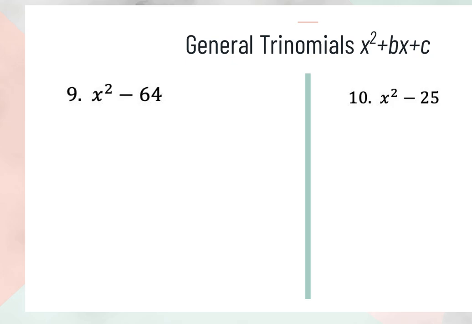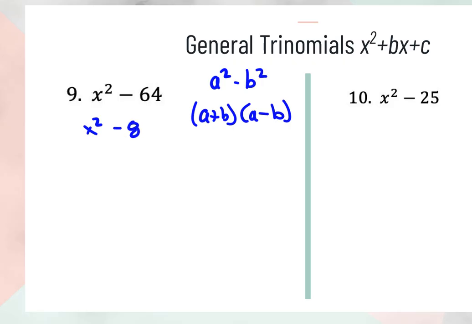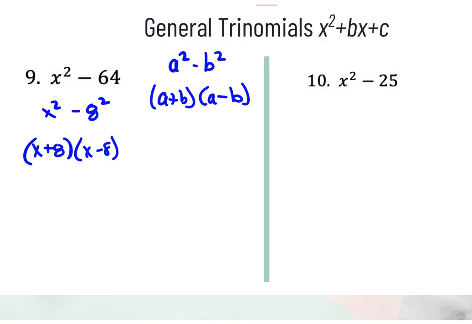Likewise here, another difference of 2 squares. The general idea is if I've got a difference of 2 squares, the first one is something squared, the second one is something squared, then my answer is just going to be a plus b times a minus b. So 64 is kind of like 8 squared. So it ends up becoming x plus 8 and x minus 8. Likewise for 25, x plus 5, x minus 5. And that was the one I kind of showed you at the beginning too.